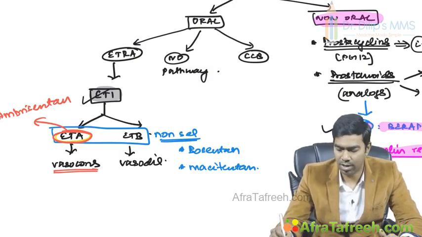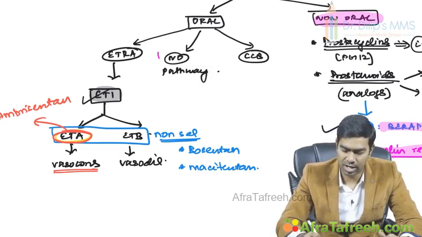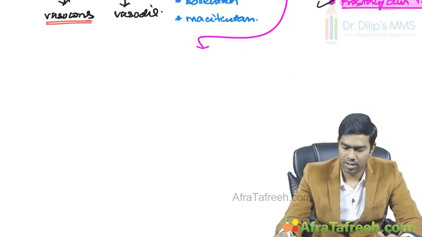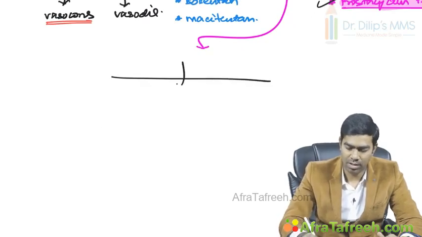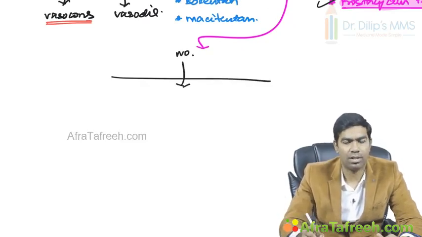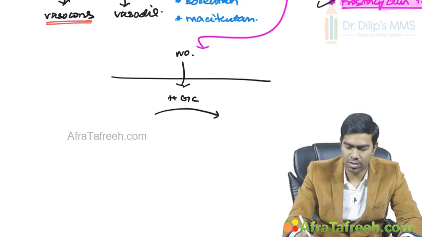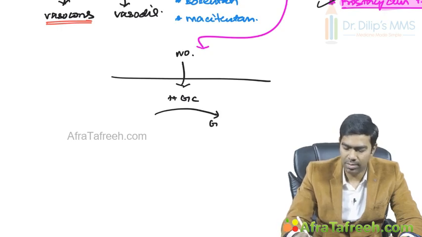Now you have certain drugs that work on the nitric oxide pathway. So let us see what the nitric oxide pathway is. You know very well, the nitric oxide diffuses into the cell, where it's going to activate guanylate cyclase, which is going to convert GTP into cyclic GMP. This cyclic GMP is very important for causing vasodilation.